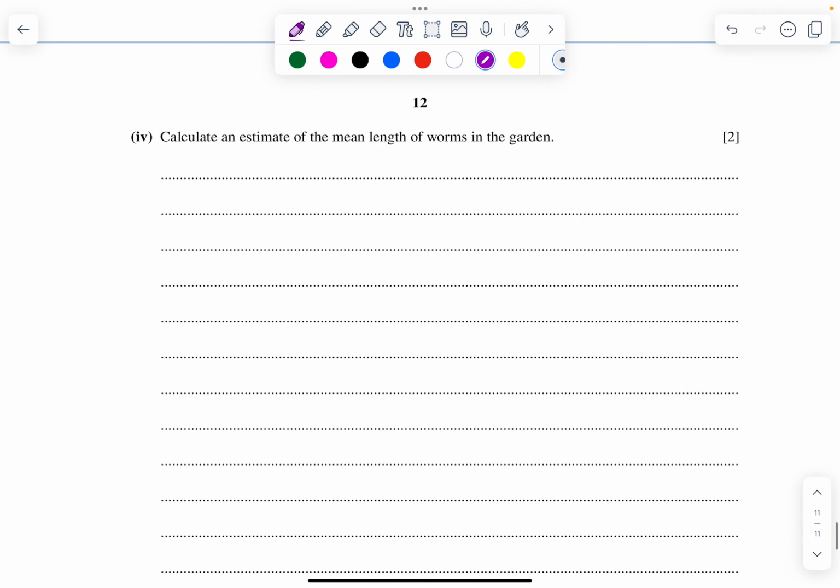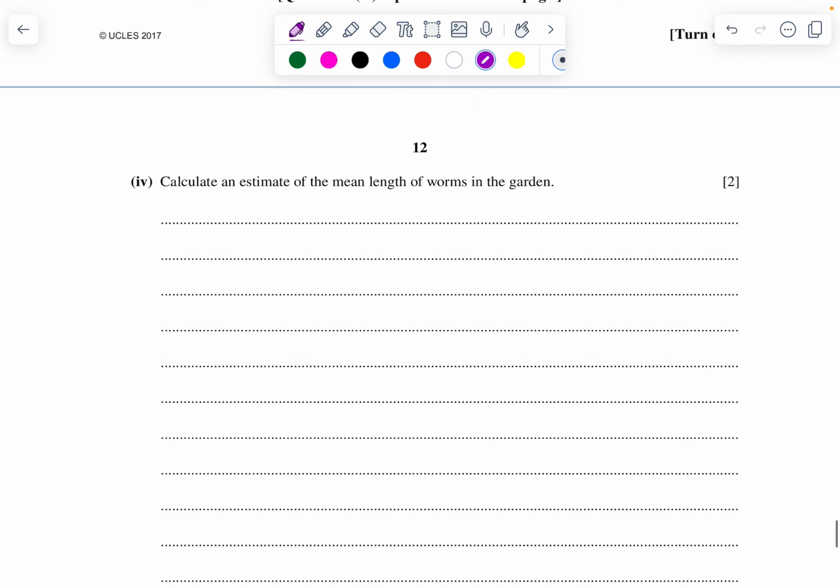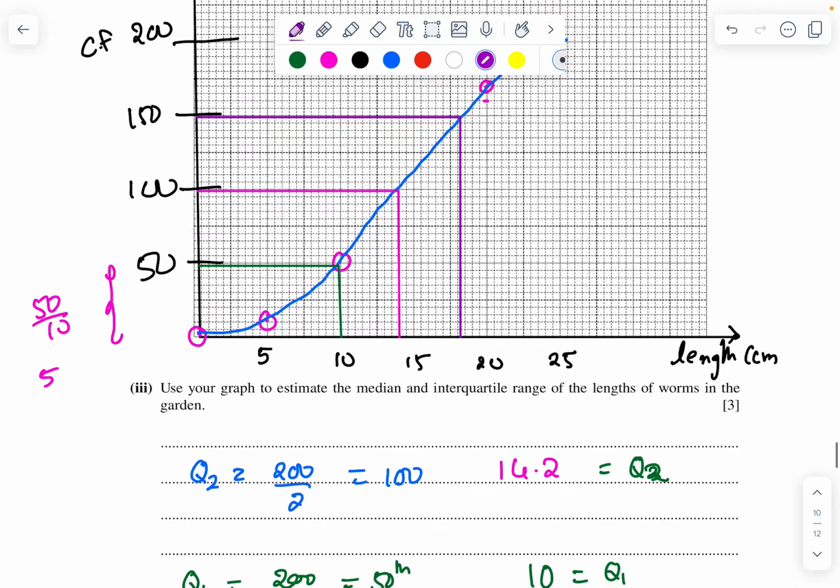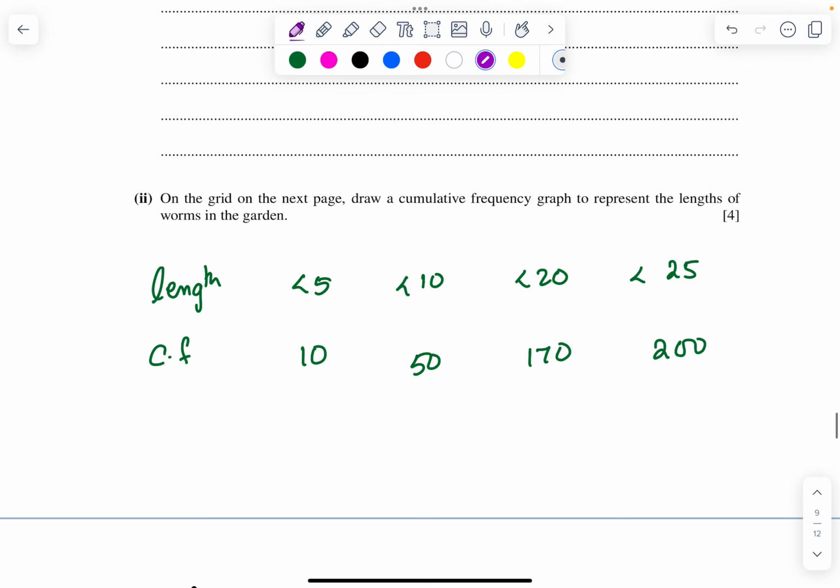Then the last part: calculate the estimate of the mean length of the worms. So mean means nothing but what? Sigma fx upon sigma f. X is going to be the midpoint. So we have to calculate the midpoints. Midpoints are nothing but what? X. So go back to the table where we have done. The first one was 0 to 5, then this one was 5 to 10, this is 10 to 20, and this is 20 to 25. So what's going to be the midpoints?